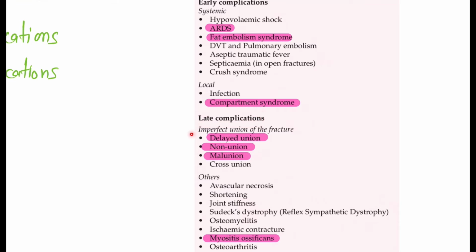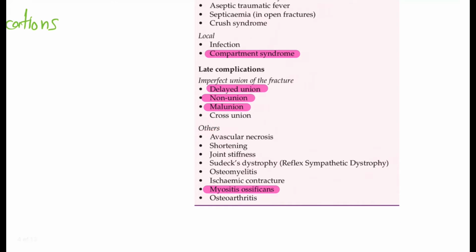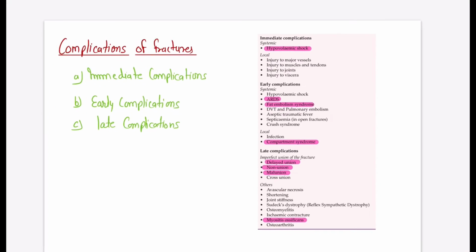In late complications, imperfect union of fracture is one thing which is responsible for late complication. Then other factors are there. Imperfect union of fractures is again divided into delayed union, non-union, mal-union, and cross-union. Okay, we will talk about them in a minute. But other than that, we have avascular necrosis, shortening, joint stiffness, then ischemic contracture, then myositis ossificans, and osteoarthritis. These are the complications of the fractures.